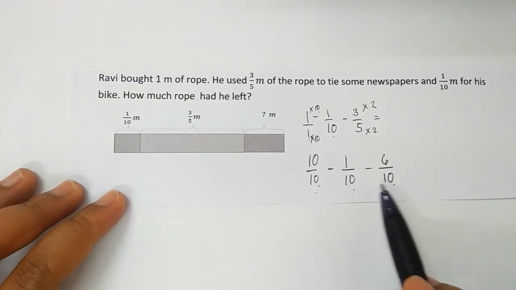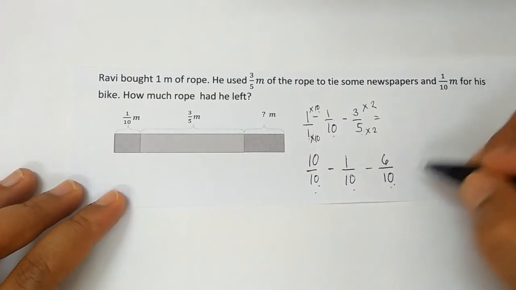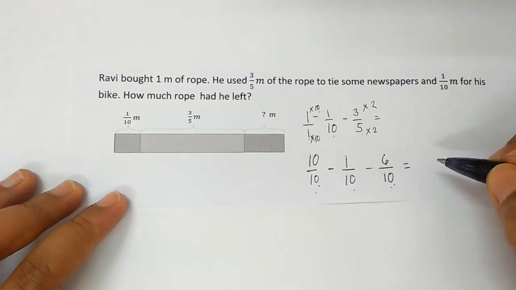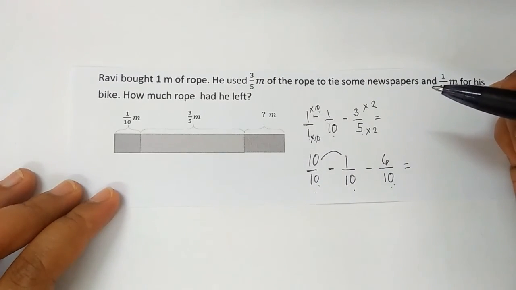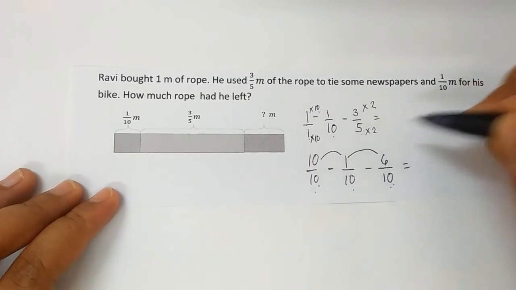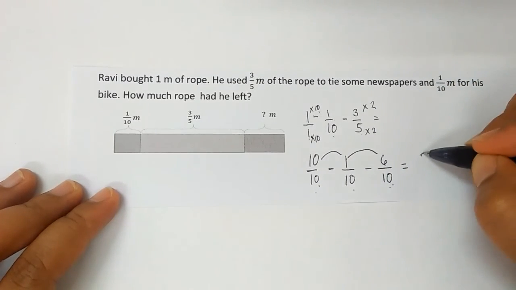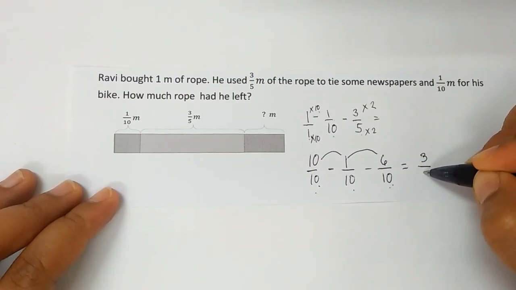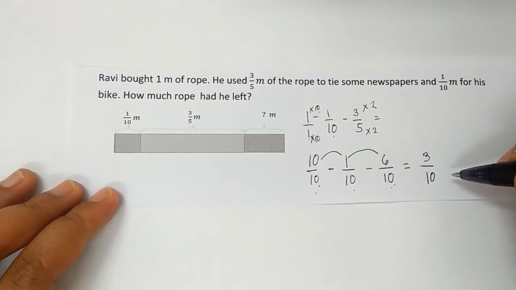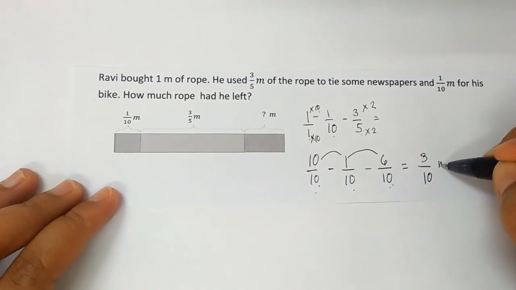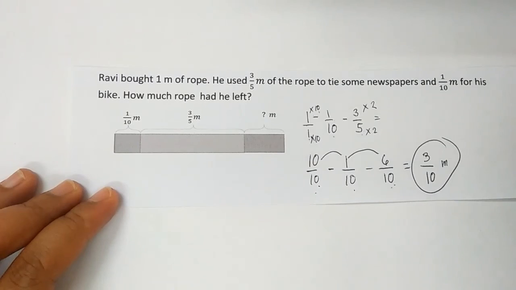So all their denominators are the same, which is 10. So we can subtract the numerators. 10 minus 1, 9. 9 minus 6, 3. Very good. So we have 3 over 10. Just copy the common denominator. So we have 3 over 10 meters.